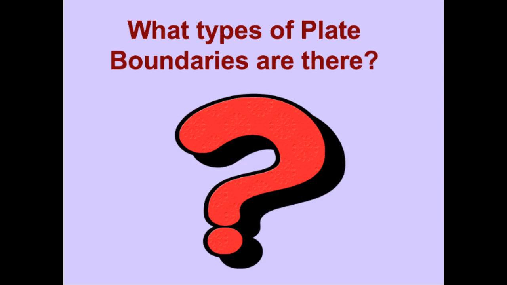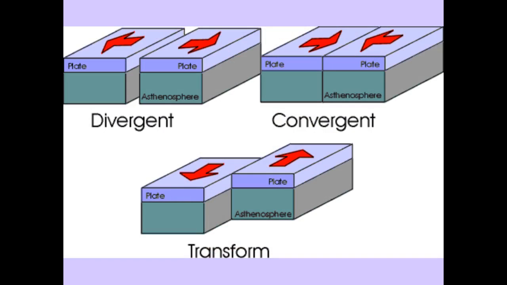There are three main types of plate boundaries. More information on each type will be in the following slides. Divergent boundaries are where plates move apart. New crust is formed here. Convergent plate boundaries are where plates move together. Depending on what types of plates are involved, a number of different things can happen.